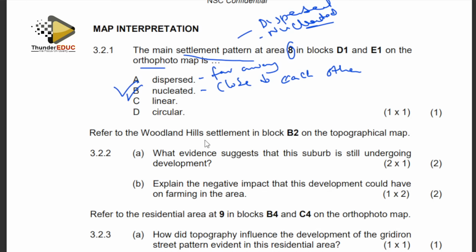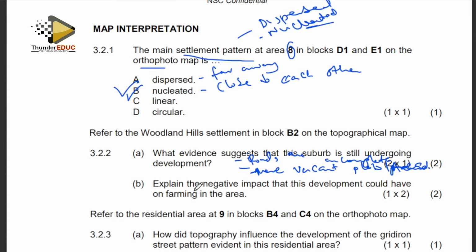So the evidence here, we can say roads are still under construction. Roads are incomplete, or they are not yet done with those roads. You can also say they are vacant areas, free areas. Vacant plots that have not yet been occupied. So the area is still new.